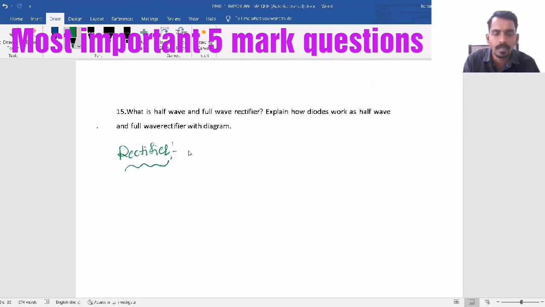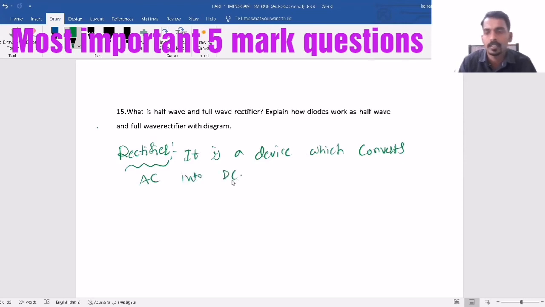See, a rectifier is a device which converts alternating current into direct current, unidirectional current. So a device which converts AC into DC is defined as a rectifier. That is the main thing.